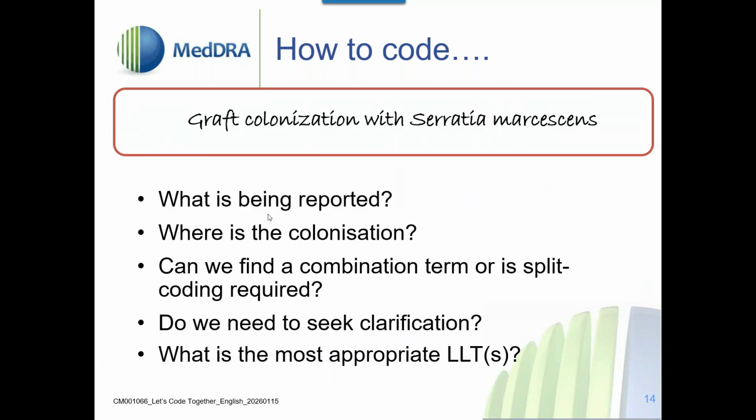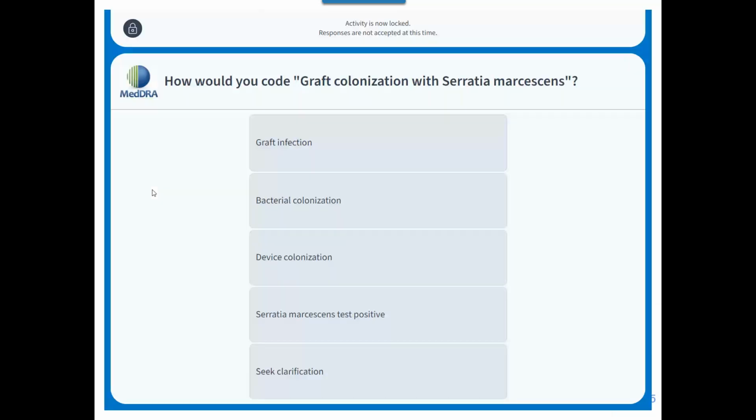Can we find a combination term for this? Some kind of graft colonization. But then what about the Serratia marcescens? Do we need to split code it? Do we even need to seek clarification from the reporter? We may know what the graft is. Then probably there is information somewhere in the case about the transplant, and if it's a transplant, what the site would be. But we just don't know. So let's have a look and see how we would approach it.